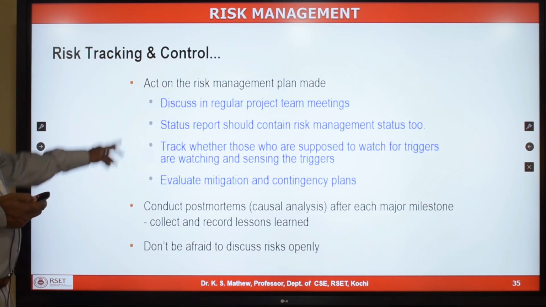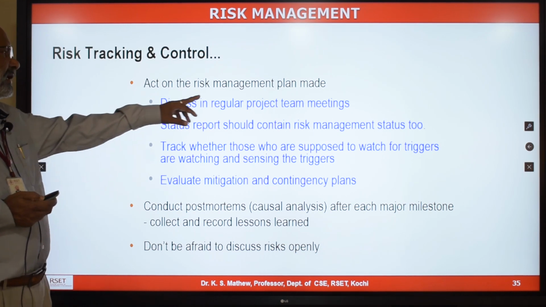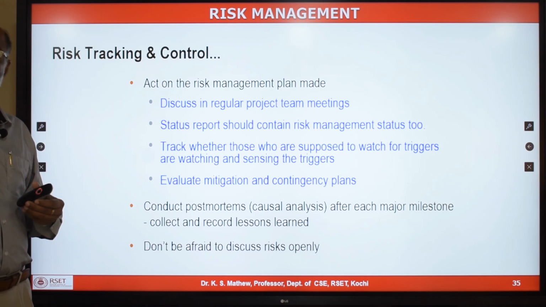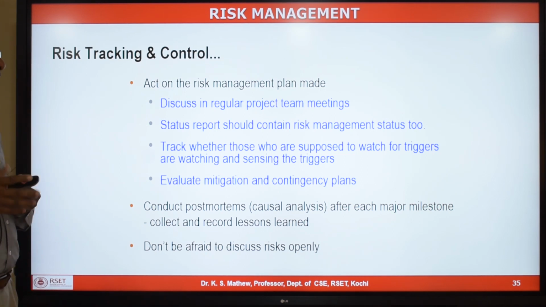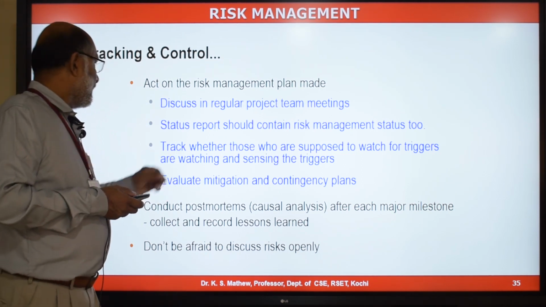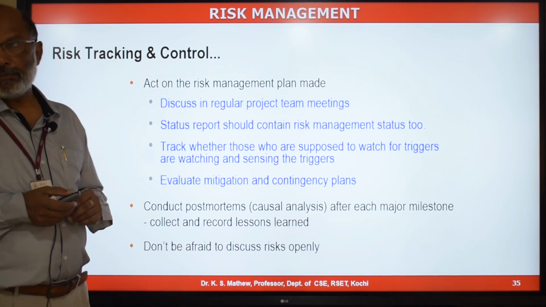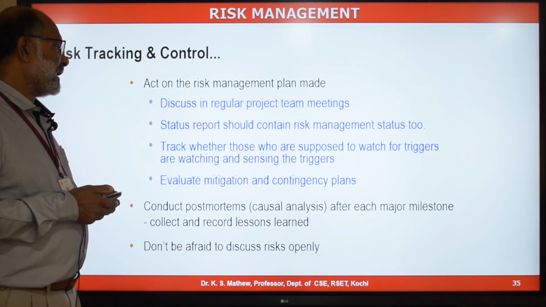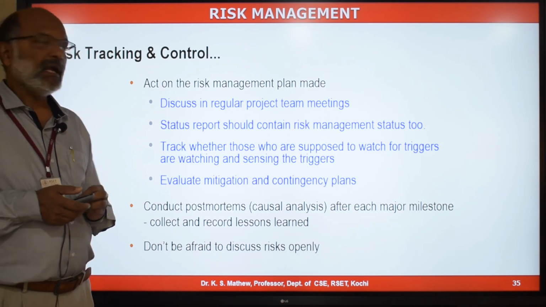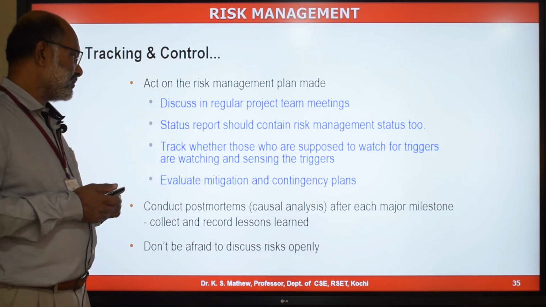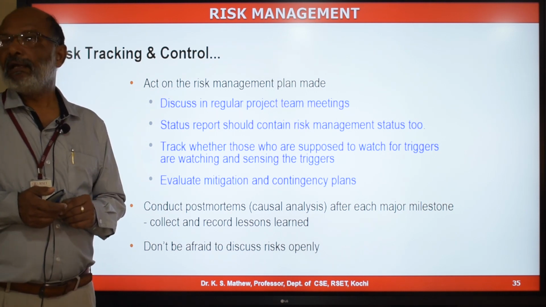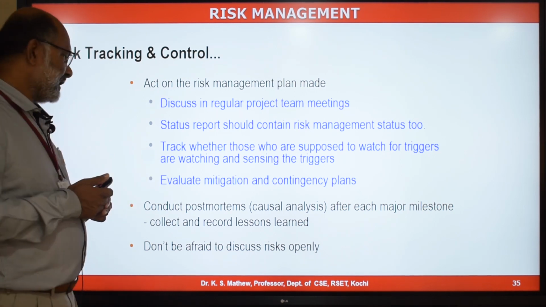So you need to act on the risk management plan made, discuss in regular project meetings. Project status report should also include the status of the risk management actions taken. And track whether those who are supposed to track the risk, like risk owner, is actually watching for the risk symptoms and taking actions whenever the risk occurs in the project. And evaluate mitigation and contingency plan. Analyze the effectiveness of the actions taken.